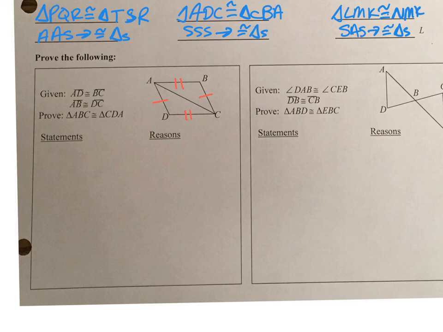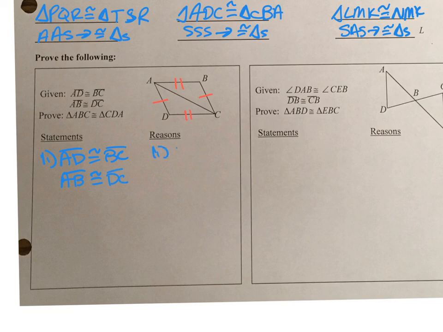Okay, so to get triangle ABC congruent to triangle CDA, well, we only need one more pair of parts congruent, and since the two triangles share a side, that's going to be our third congruent part. So we're going to get these two triangles congruent by side, side, side. So let's start with our given statement. We'll go ahead and list both pieces of given. We're going to say that side AD is congruent to side BC, and segment AB is congruent to side DC.